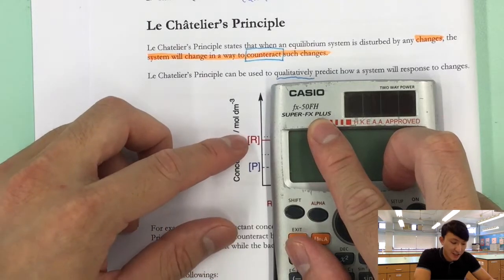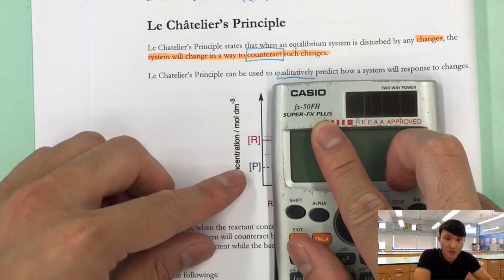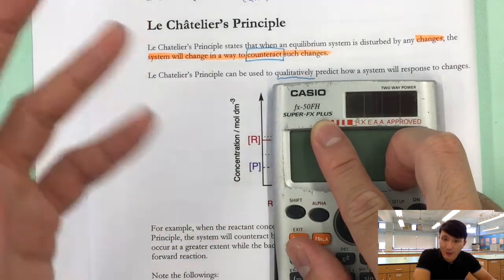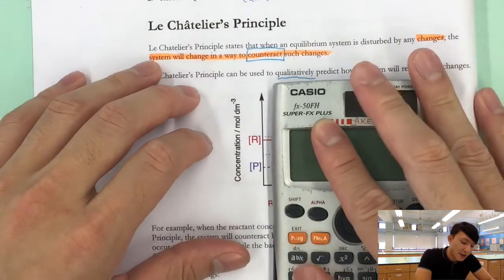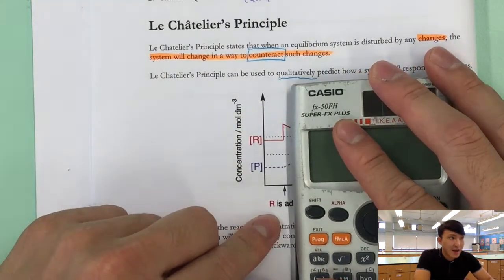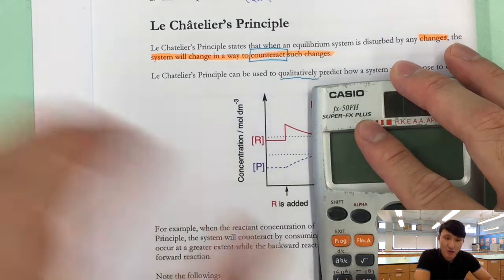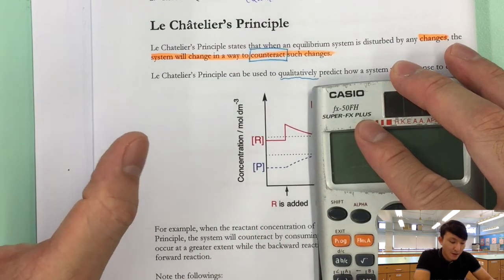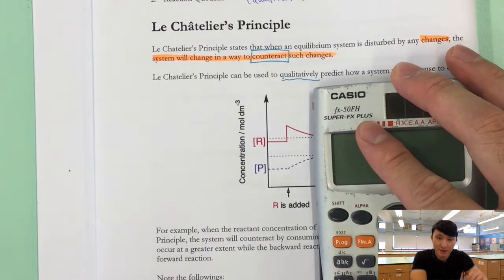Initially, we have some reactant and some product, but the concentration doesn't change. What does it tell you? It tells you that they are at equilibrium. Now, at a certain point here, we add some R into the system. Maybe we open the lid, add some R, and then close the lid of the beaker.